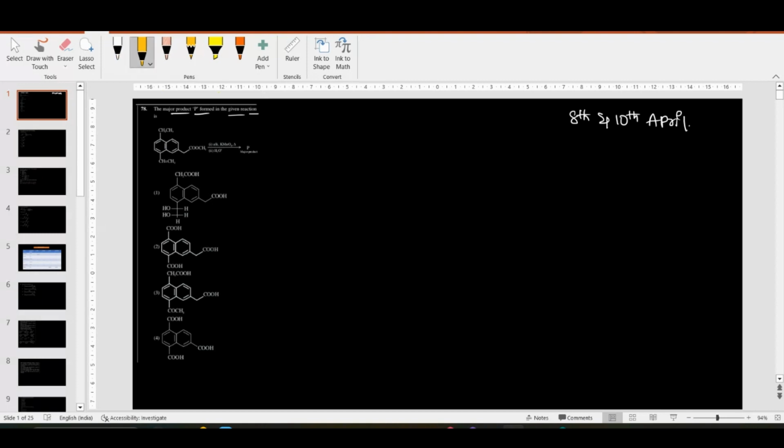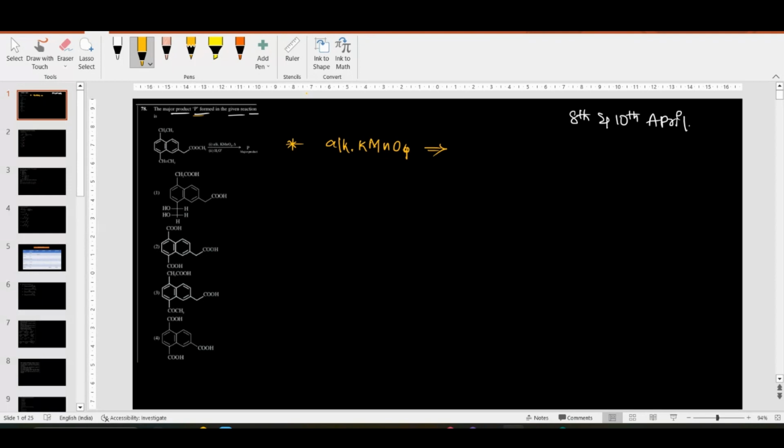Here they are asking for the major product P formed in the given reaction. They have given this compound, with alkaline KMnO4, heat and hydrolysis. It is a simple concept. This is alkaline KMnO4. It acts as an oxidizing agent, right? And it will convert these groups into COOH groups.